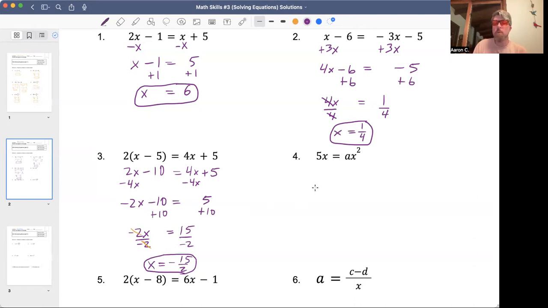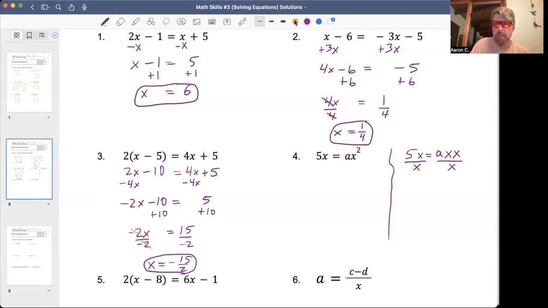All right, number 4. We have 5x equals ax squared. I'm going to do this 2 different ways just to show you. So I have 5x. A different way to write ax squared is axx, because x squared is x times x. I guess I'm going to do this one first so you can see that's the same thing. So I'm going to start by dividing by x on both sides.